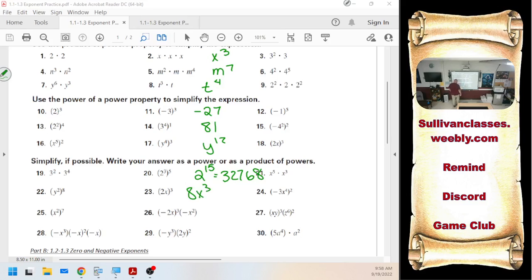8x cubed, negative 8, positive 8, x to the fifth, 4, negative 4, y to the 5th. All right, check the first stage.